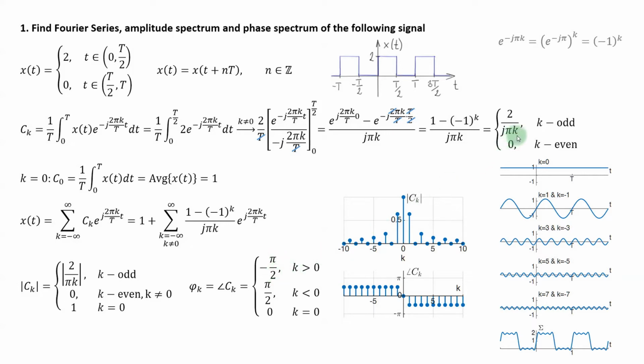Now, when k is negative, the phase of this j will flip and the phase of the entire expression will be pi over 2. When k is negative, the phase of this entire expression is pi over 2. For the sake of simplicity, when k is negative, I will also assign that phase pi over 2 to this 0. So, when k is negative, my phase spectrum will be pi over 2. When I put it all together, this will be the expression for the phase spectrum of my signal. I have plotted it here.